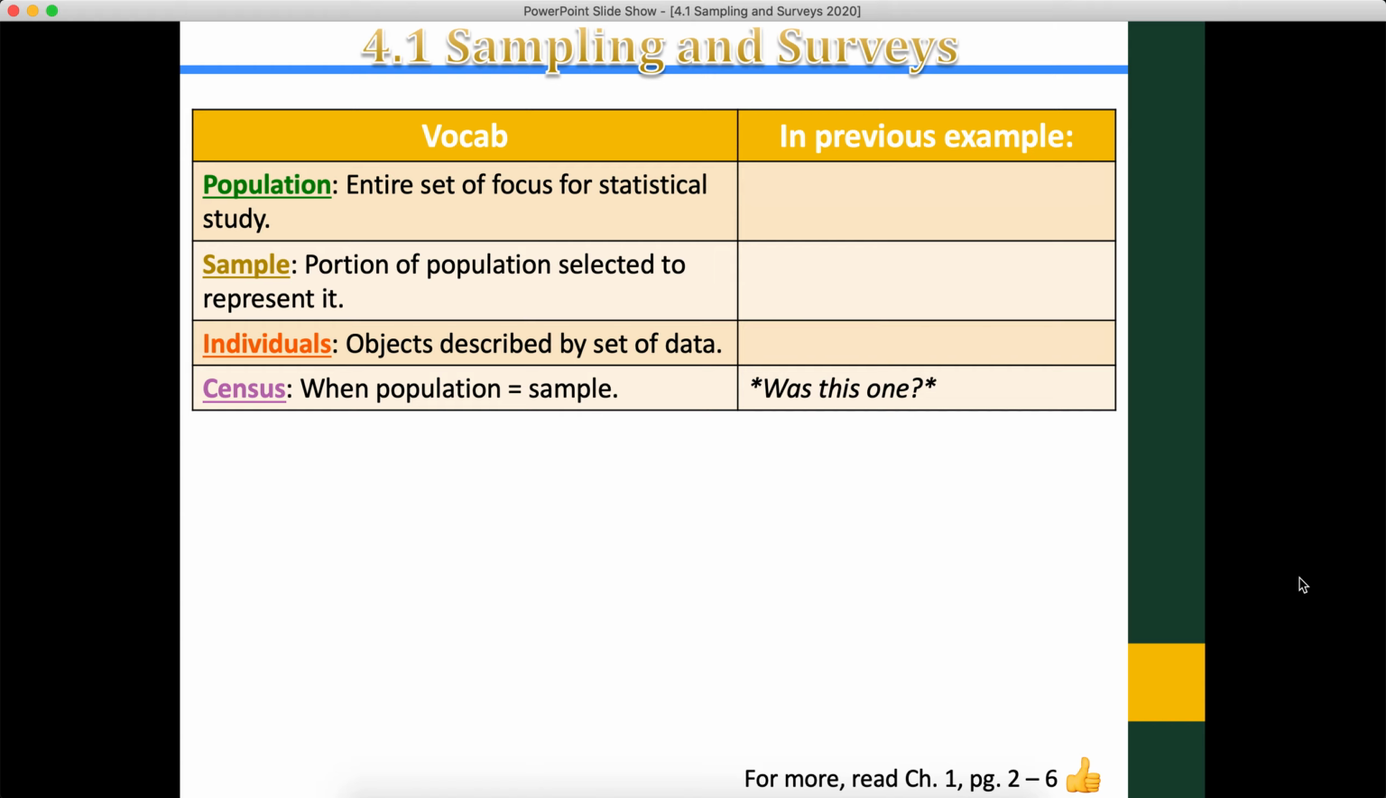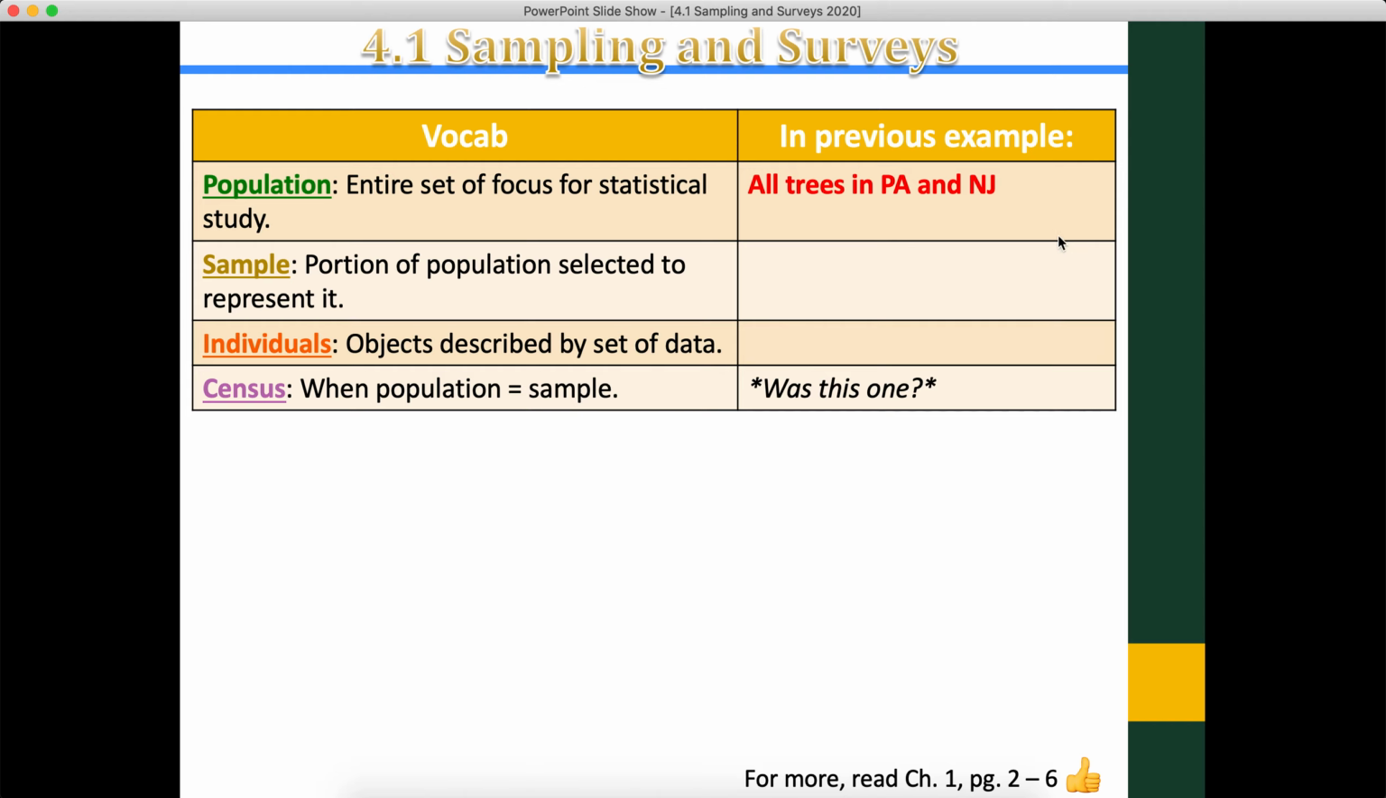But first, let's go back to that vocab. This should be kind of familiar because I chose this as something that we talked about in the first video too, but now it's in a new context. We should be asking ourselves, what is the population in the previous example? The population being the entire set of focus for statistical study. I'm sure if you think about this, you'd be saying something related to the bugs, but actually no. What we're looking at really, or what we want to represent rather, is all the trees in PA and New Jersey.